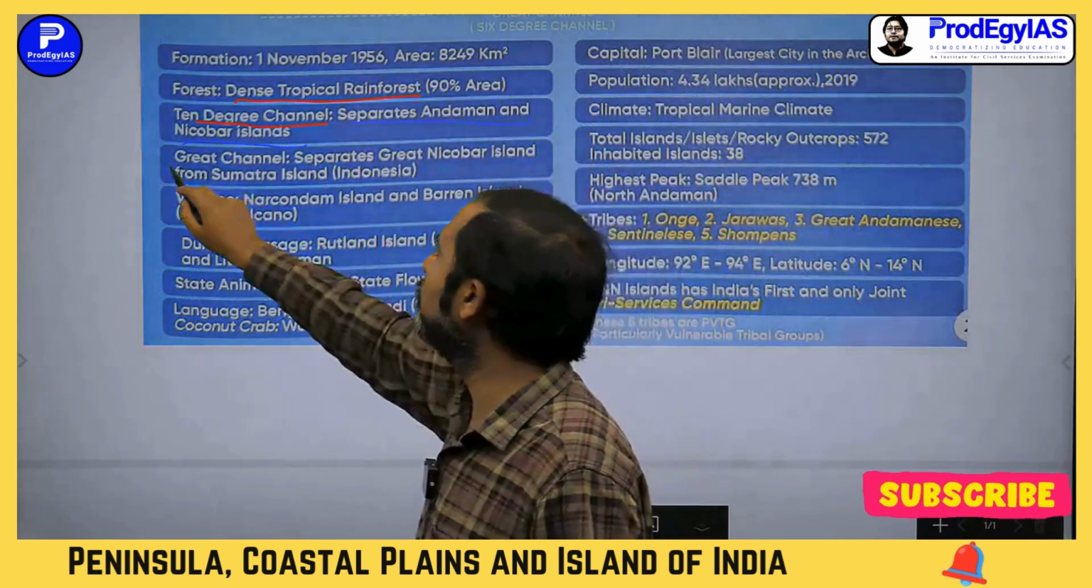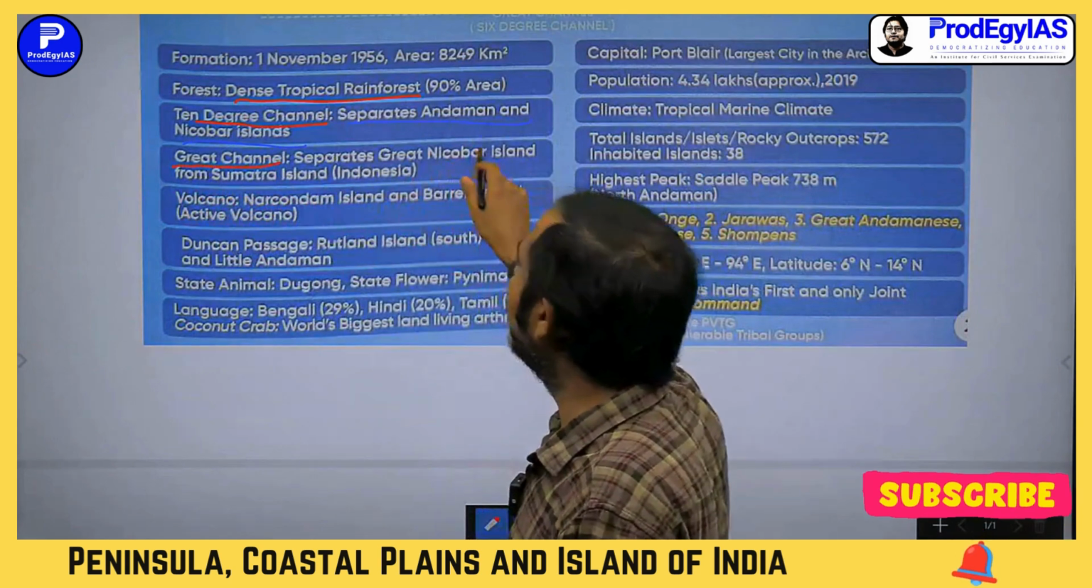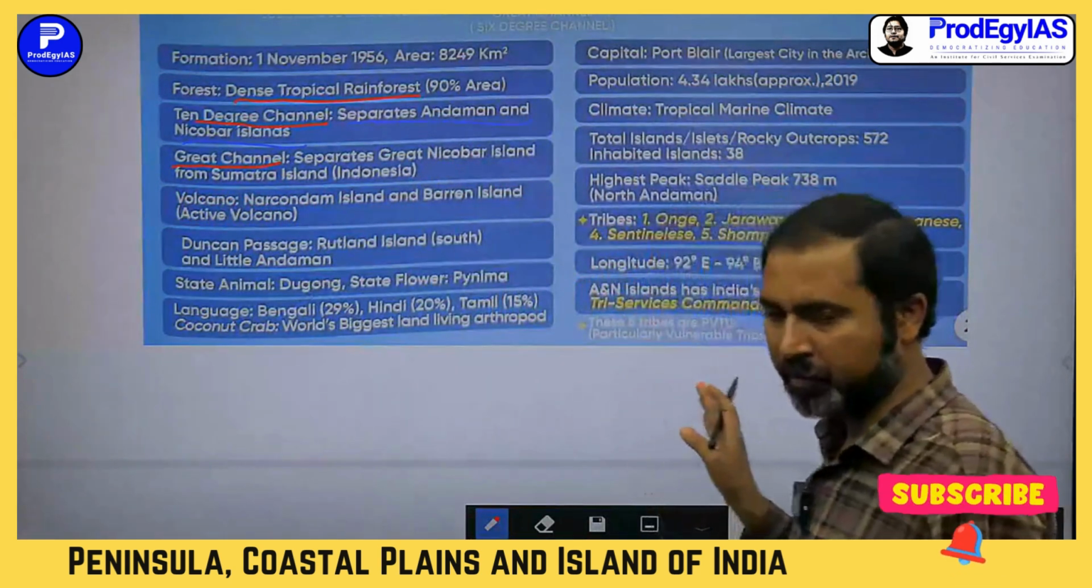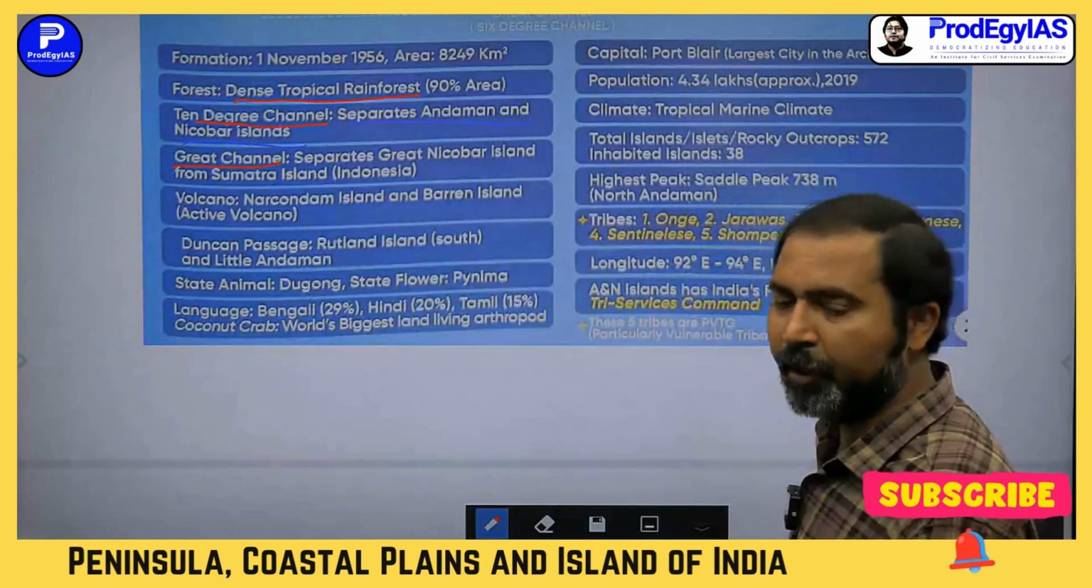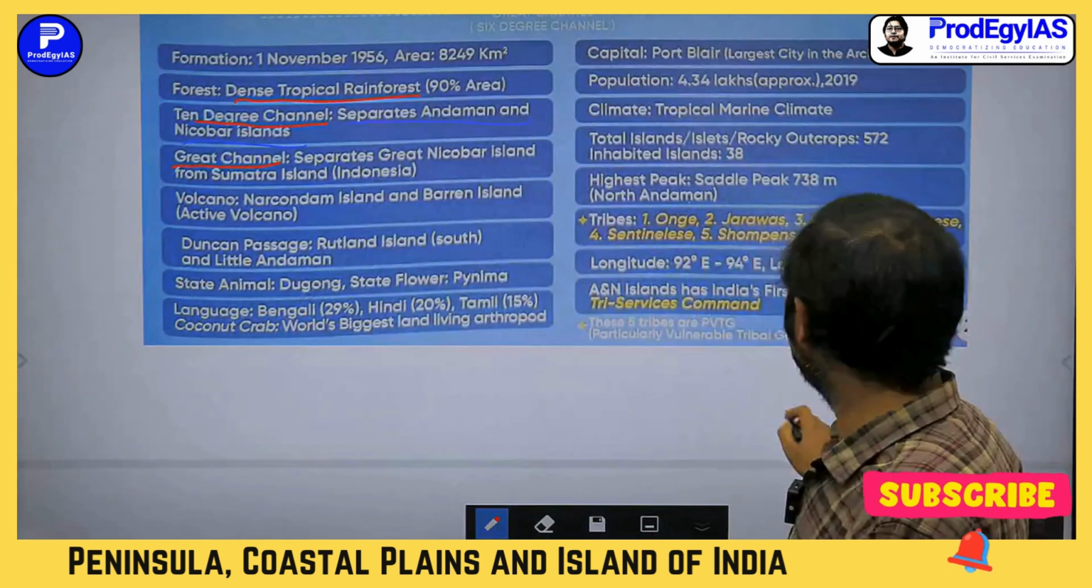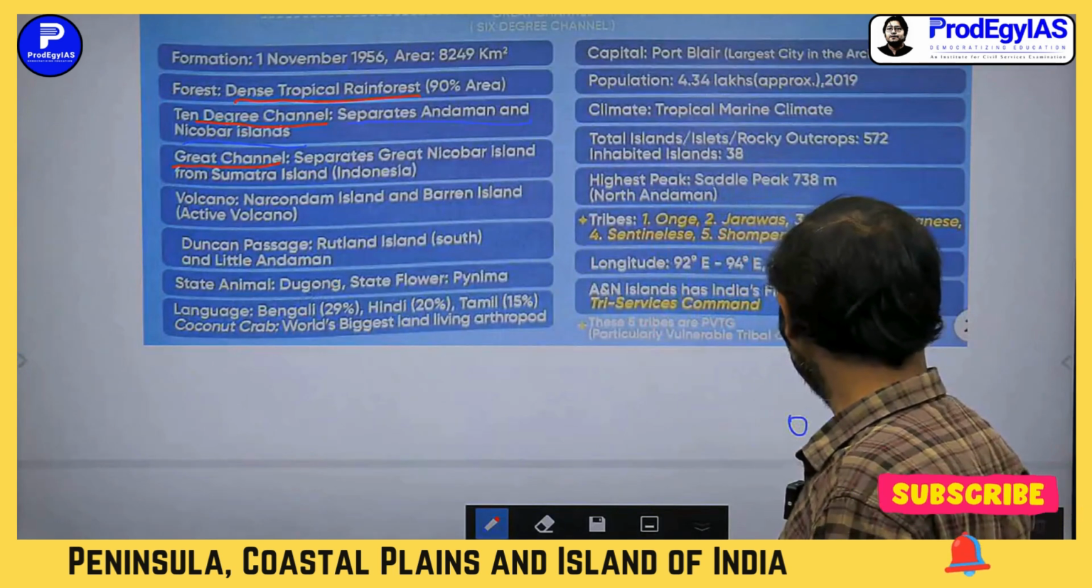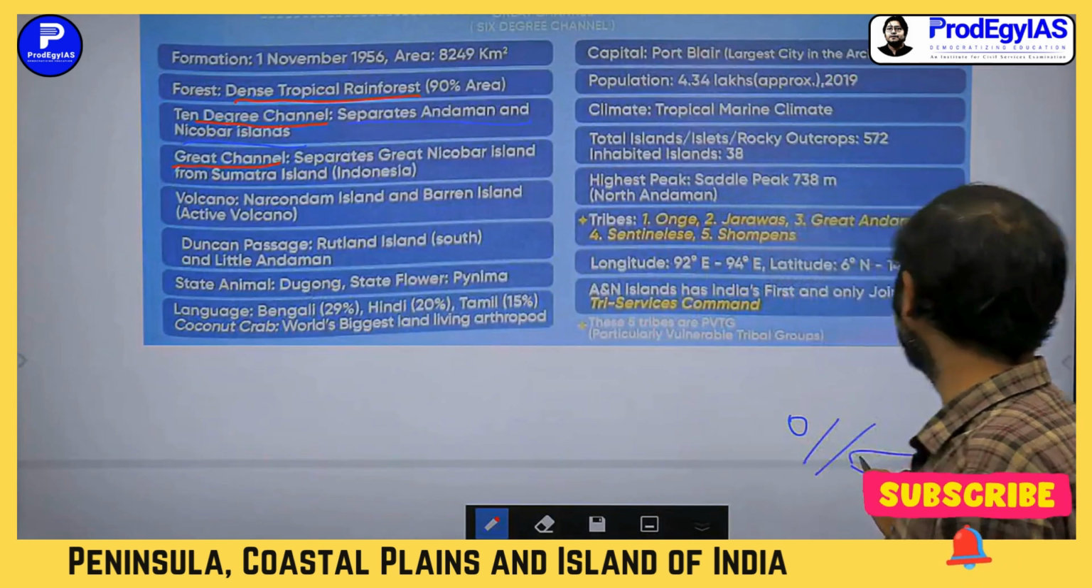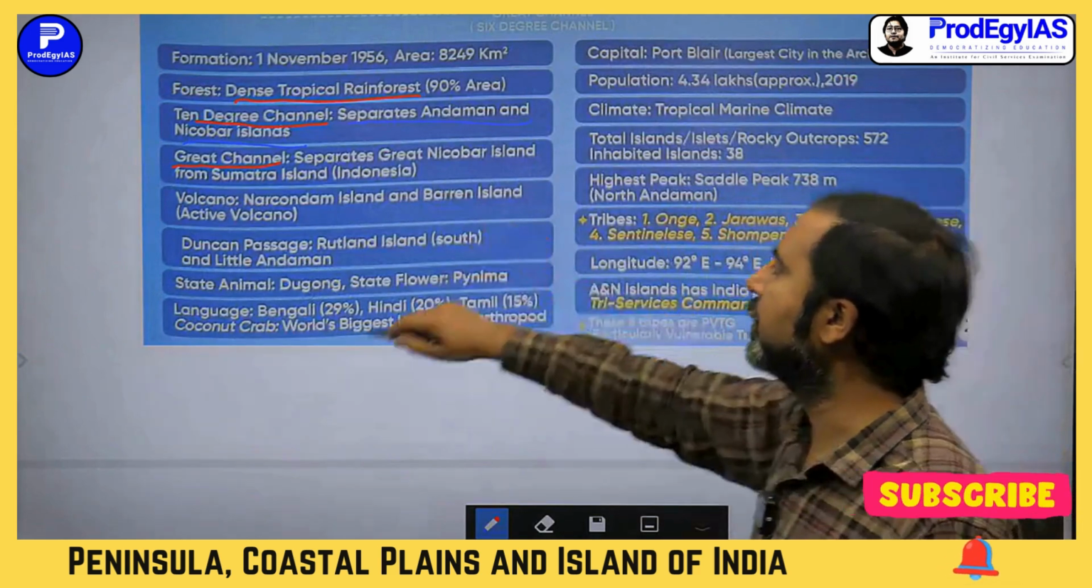Okay, there is one more channel, the Great Channel, that separates Great Nicobar Island from Sumatra Island. After Great Nicobar, there is a channel, and then Sumatra Island of Indonesia, right? So this channel is known as the Great Channel.